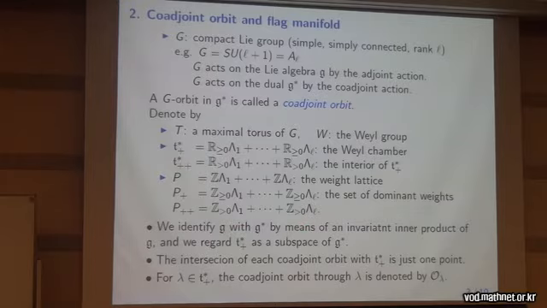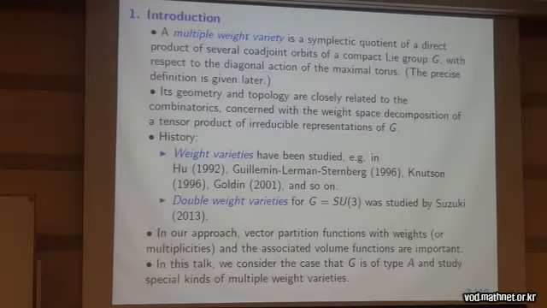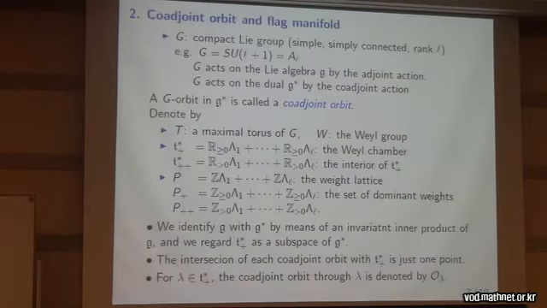As usual, we identify g with g* by means of some invariant inner product on g, and we regard t*_+, the positive Weyl chamber, as a subset of g*. Then the intersection of each coadjoint orbit with t*_+, the Weyl chamber, is just one point. So for lambda in the Weyl chamber, the coadjoint orbit through lambda is denoted by O_lambda.